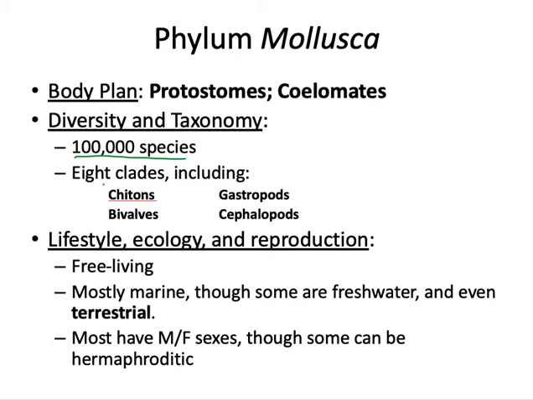And there are 8 different classes, and we're going to talk about 4 of them. The chitons, bivalves, gastropods, and cephalopods. So our gastropods and cephalopods will have heads. This is our snails and slugs, and then cephalopods are octopi and squids. Chitons and bivalves don't have heads, but they'll have shells that protect them. Chitons on one side, bivalves on both sides.